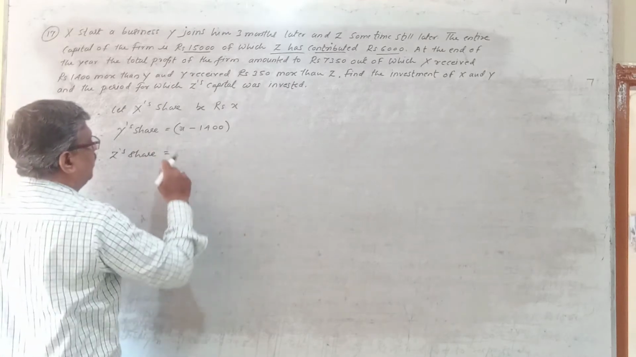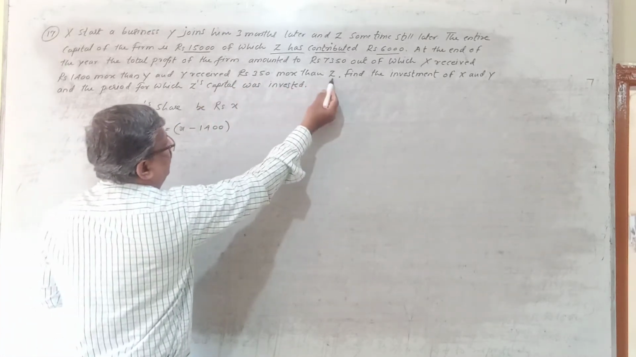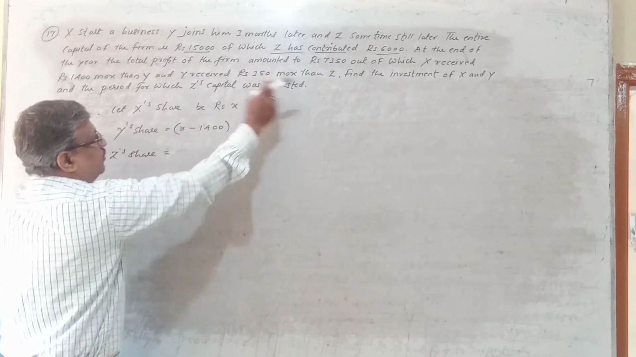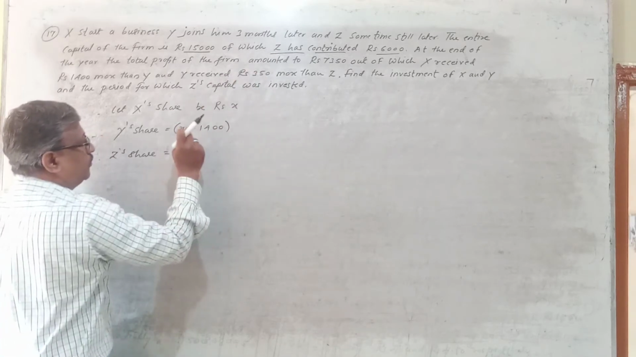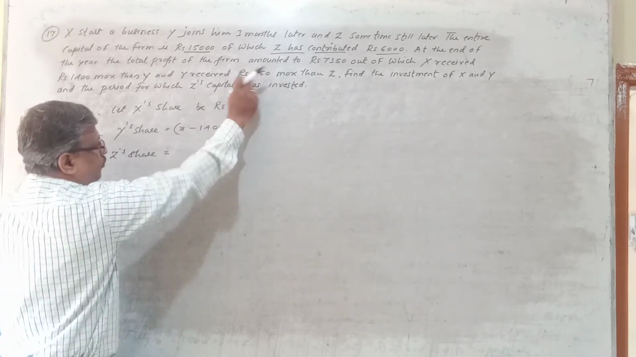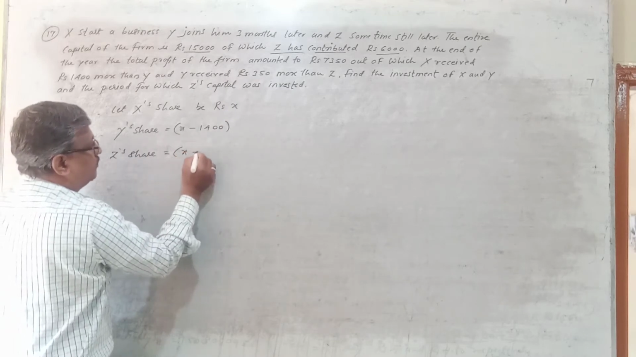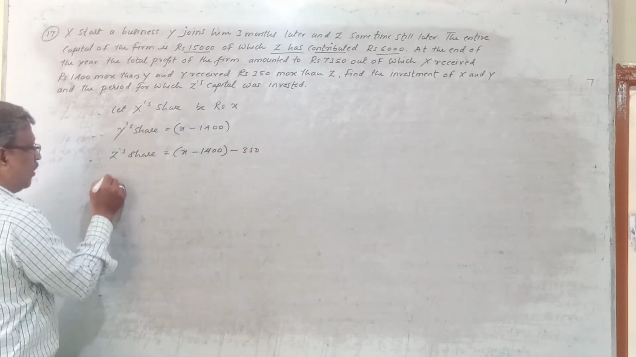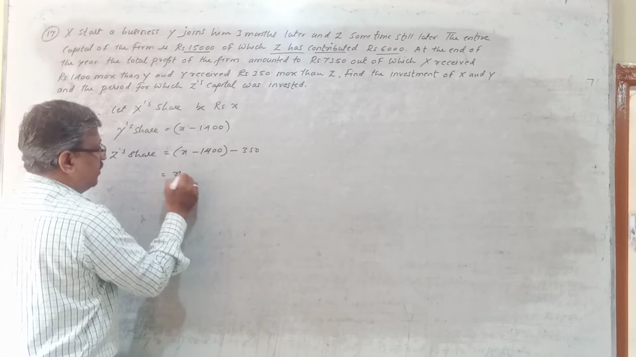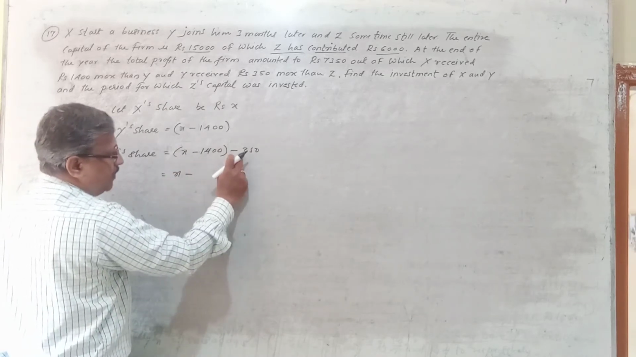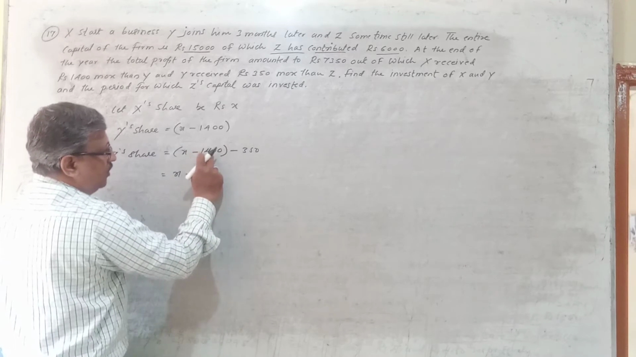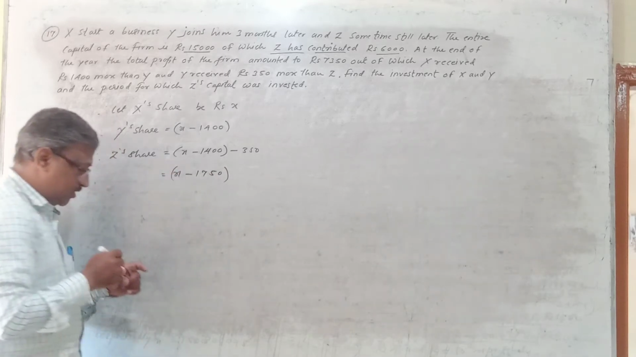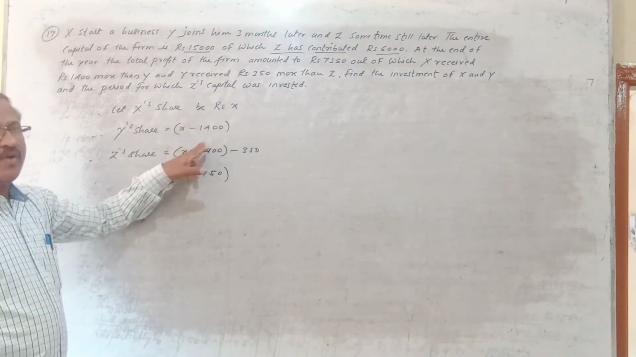So Z's share will be, we know Y received 350 more than Z, means Y is getting more and Z is getting less. So Z's share is less by 350, right? Means to get Z's share from Y's share is minus 350 rupees. So Y's share is known here, X minus 1400. From this you minus 350. So Z's share comes to X minus 1400 minus 350, so 1400 plus 350 you get minus 1750 rupees. Put this in one bracket. So like this, you will come to know the share of X, Y and Z.